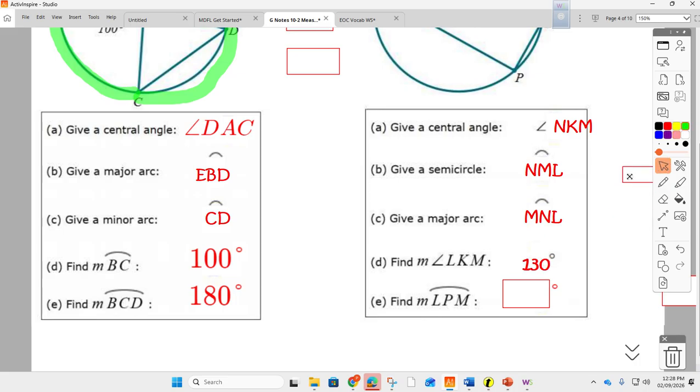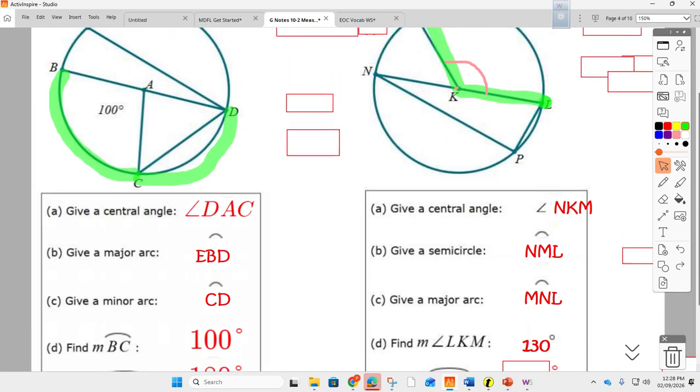And now can we find the measure of angle LPM? So LPM.